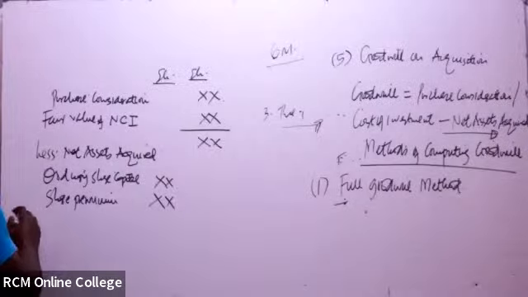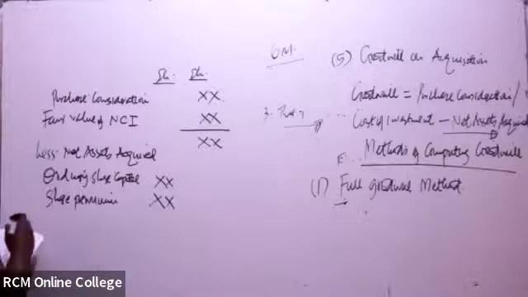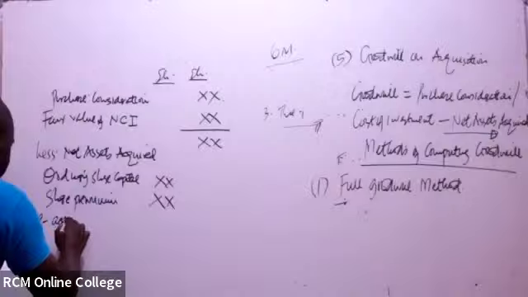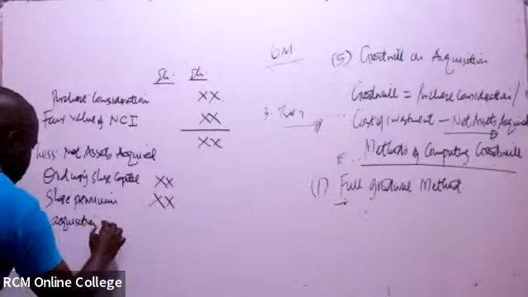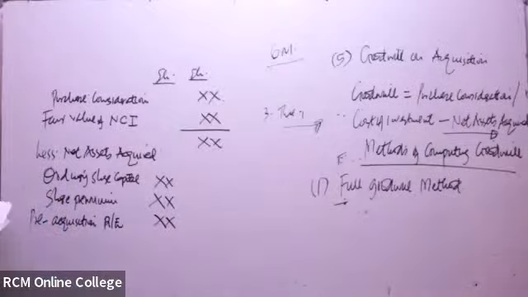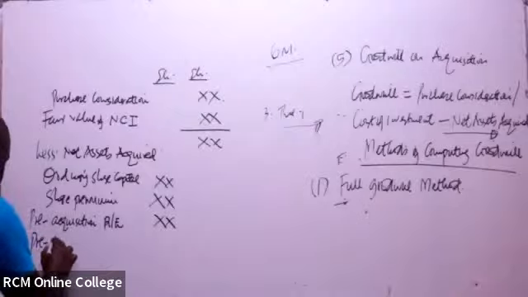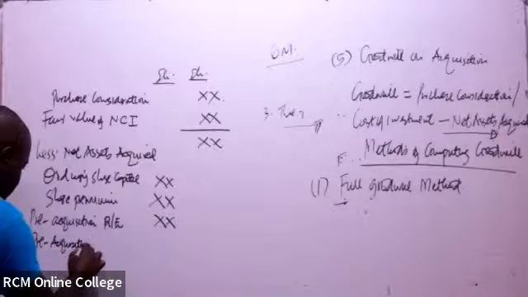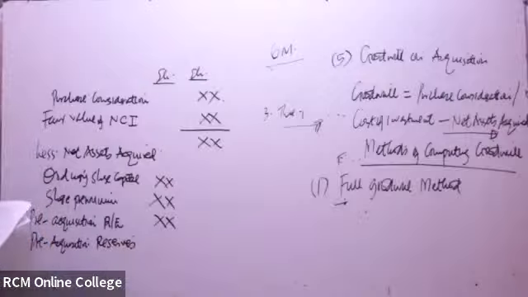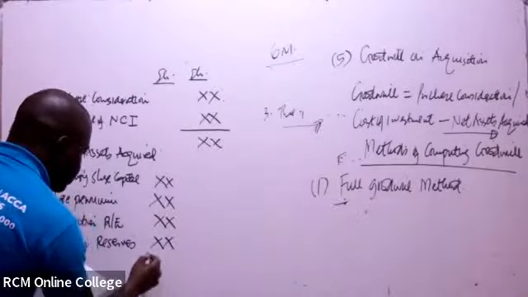Then these ones will not actually be there, but in this case, you'll have to consider them. So you'll have pre-acquisition retained earnings. You'll have to put them there. Then you have pre-acquisition reserves. You'll be able to put them there.